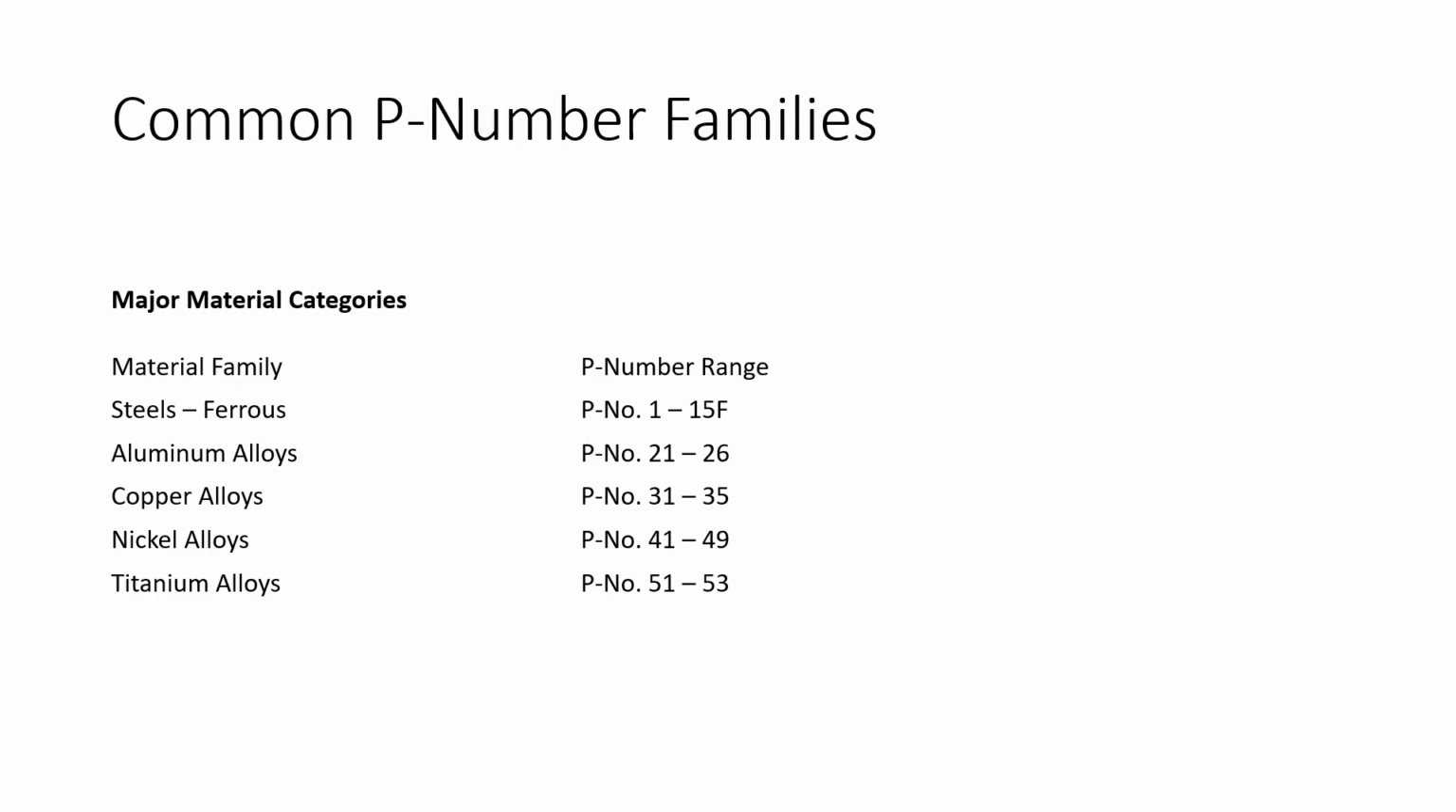So here are our major material categories. We've got our material family: steels, ferrous materials, P1 through P15F. This is pretty much everything made out of iron. It's got to have at least 51% iron. There's no P2, and from what I gather, that's because it used to be wrought iron, the stuff we make gates out of, and we decided we don't want to be making pressure vessels out of it. So there's no P2. Aluminum alloys 21 through 26, copper alloys 31 through 35, nickel alloys 41 through 49, and titanium alloys 51 through 53.